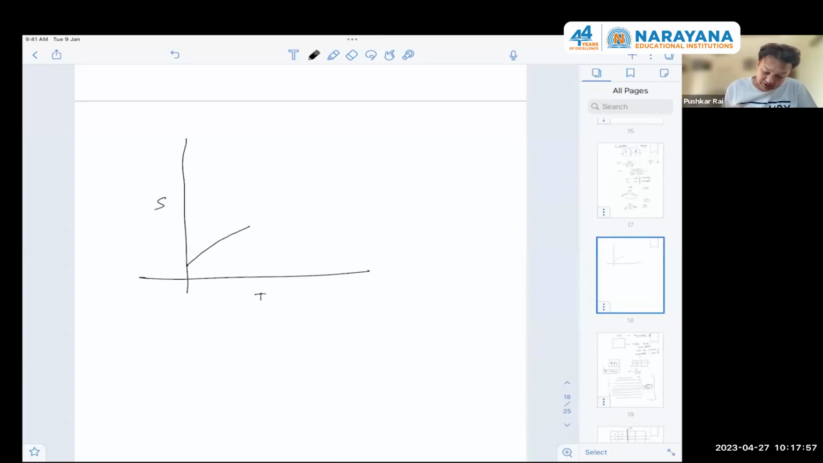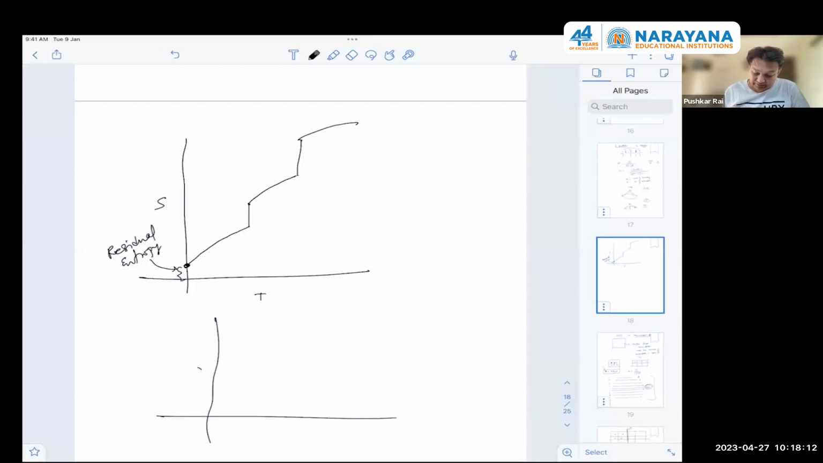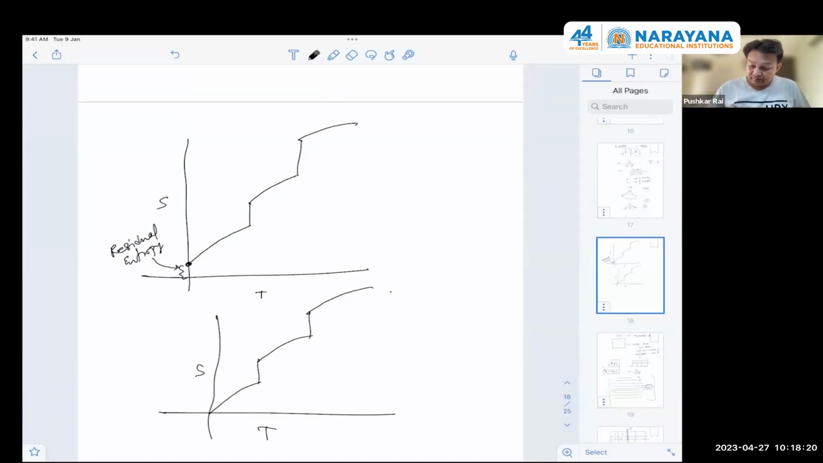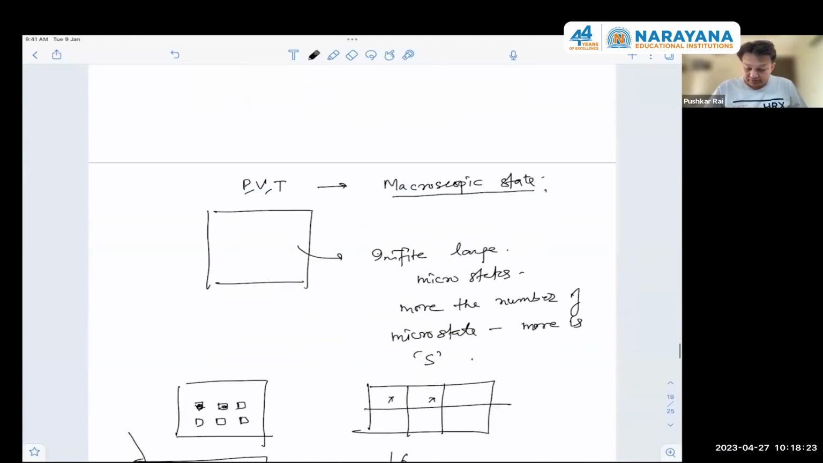The S versus T graph will look like this. This value corresponds to residual entropy. And for a perfect crystal, it will look like this. Okay. So this is where we go ahead. All right.